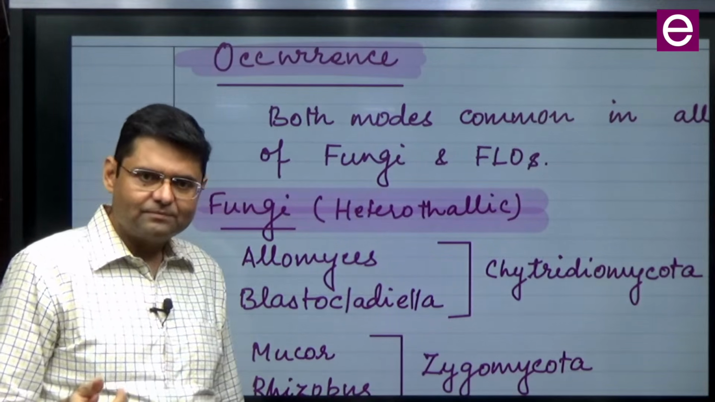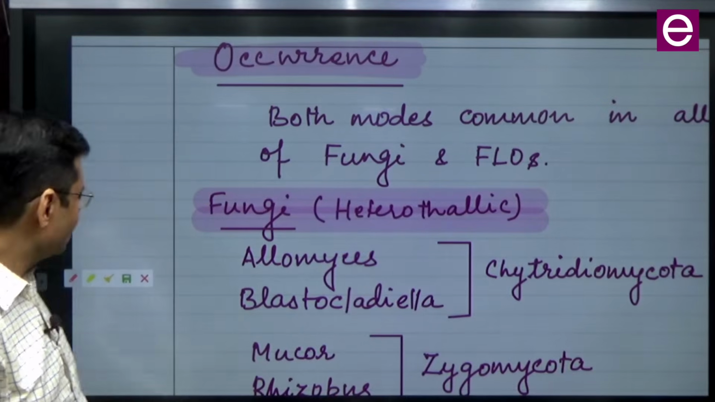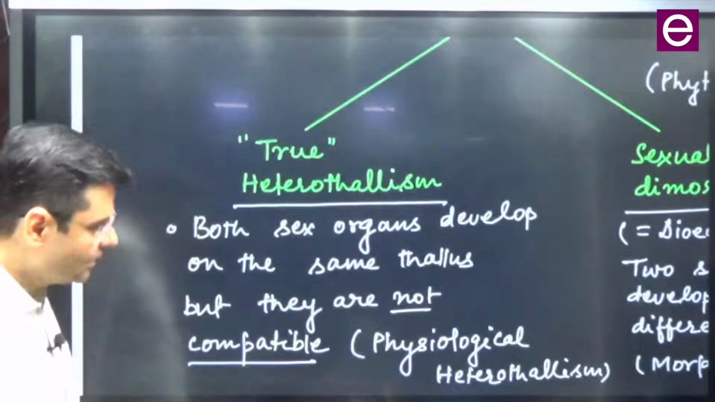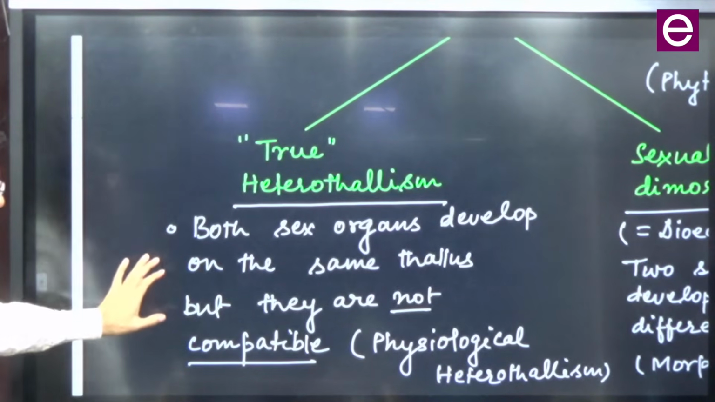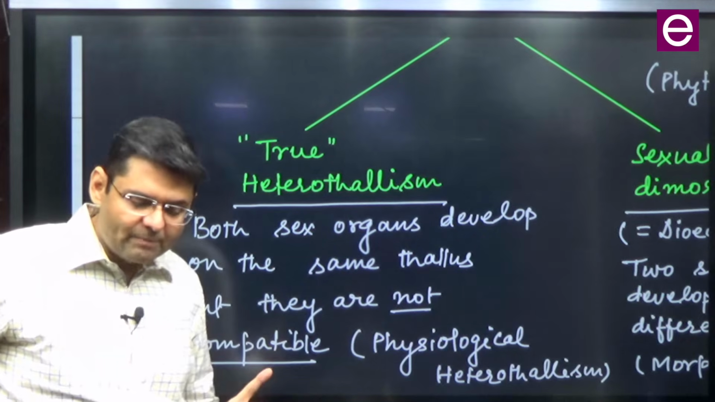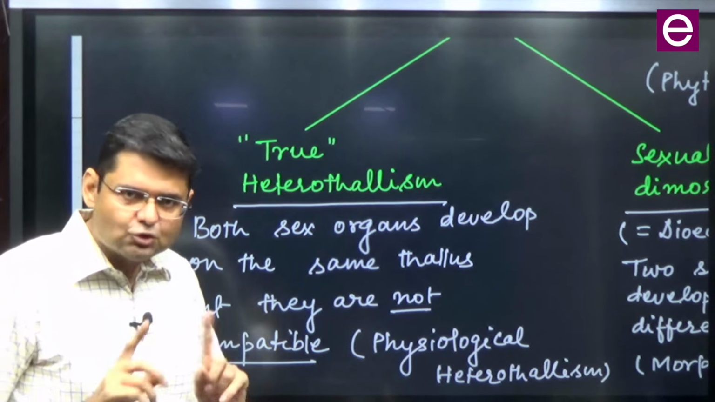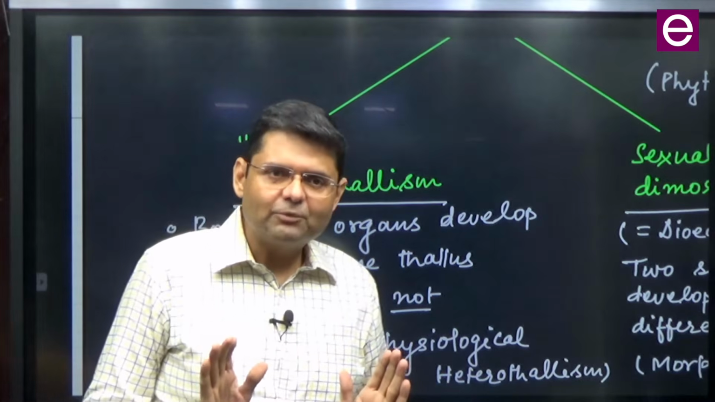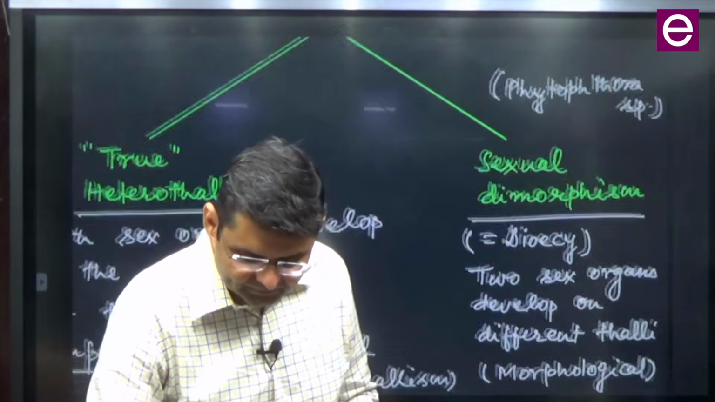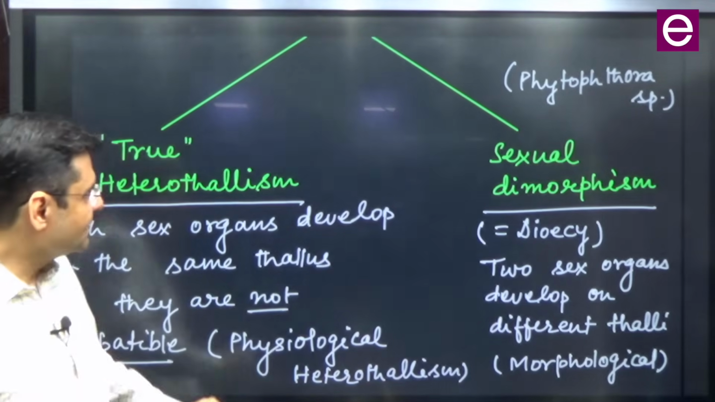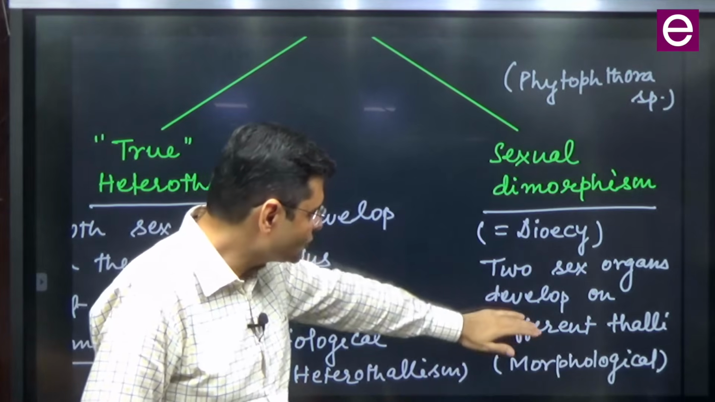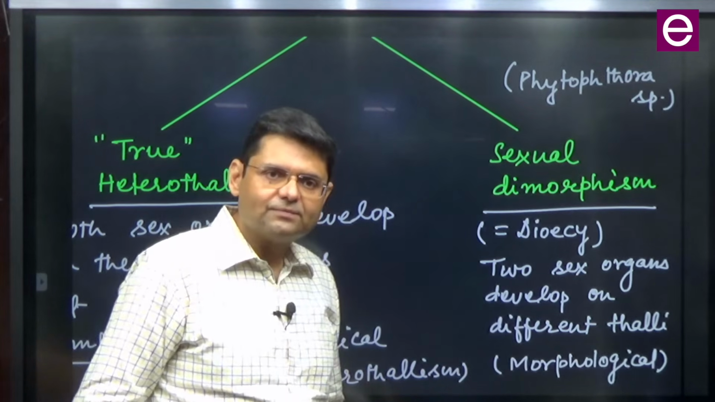Types of heterothallism we have already discussed. अरे types of heterothallism we have already discussed. First we have got true heterothallism, where both sex organs develop on the same thallus but they are incompatible, right? That is true heterothallism. Any doubt around this anymore? नहीं ना? Okay. क्योंकि हमने शुरू में तो देख ही लिया है. And then second is what? Sexual dimorphism, diosy. That is two sex organs develop on different thalli.